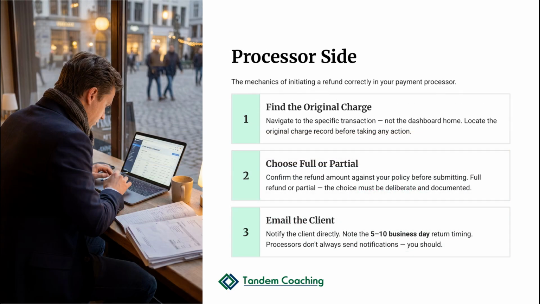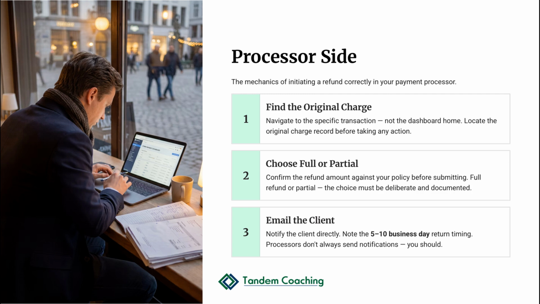The processor side is a procedure with 4 moves, and the one most coaches skip is the explicit client notification. Find the original charge by client and date, not the dashboard summary. Choose full or partial. Confirm the dollar amount against the clause in your refund policy that authorizes it.